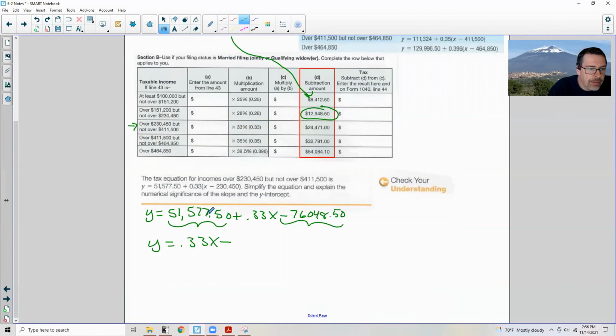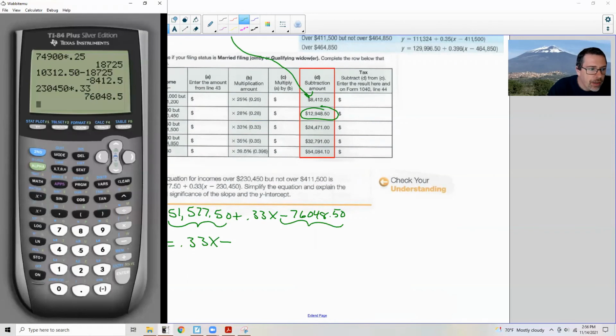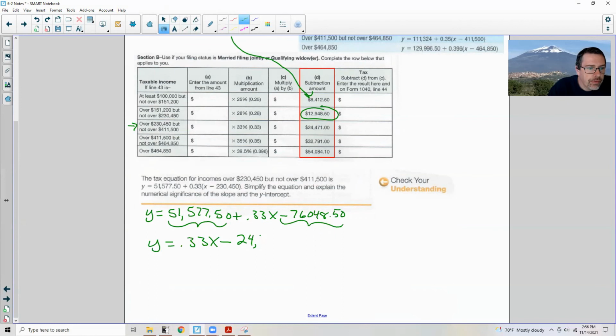Combining these two terms here, my constant values, I'm going to get y equals 0.33x minus, and I'm going to take 51,577.50 minus 76,048.50, and I get 24,471. Okay, and there it is right there. So now it says, what does your slope represent? So m equals 0.33. So that means you're in the 33% tax bracket.